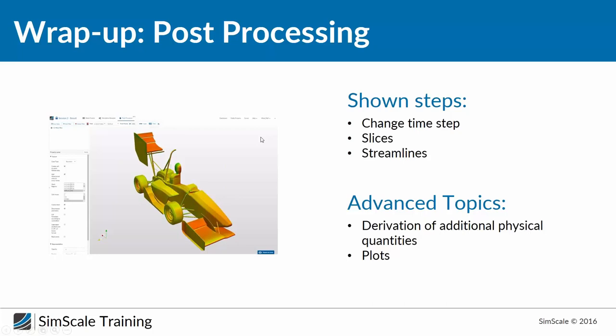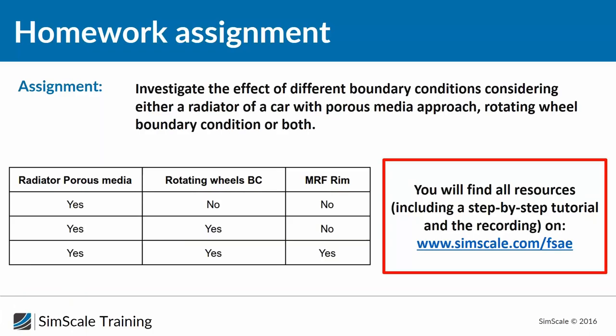Yes, then I would like to present your homework to you, and then we have time for a Q&A. So your homework will be to investigate yourself the effect of modeling porous media for radiator and MRF zones for the rotating wheels. So you will get a project link from me, a tutorial from me. You'll find it in the forum from tomorrow on. And then you will create two meshes and set up three simulations. So it's less work than last time. And again, you will have 1 week time for that. And yes, this is nearly, I would say, the last step. And from next week, as I mentioned, we will really start together to develop the car based on simulation.